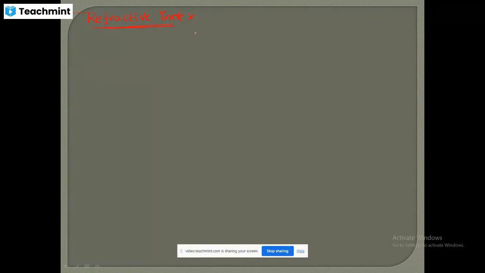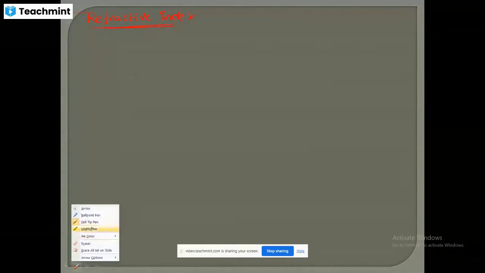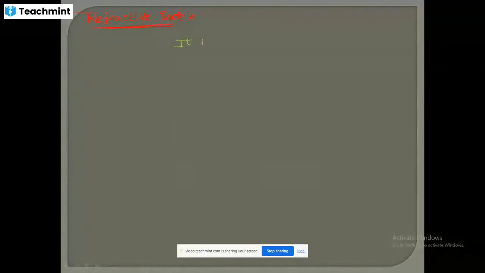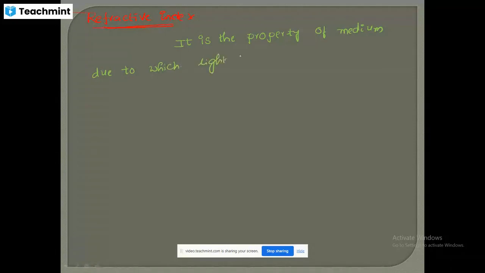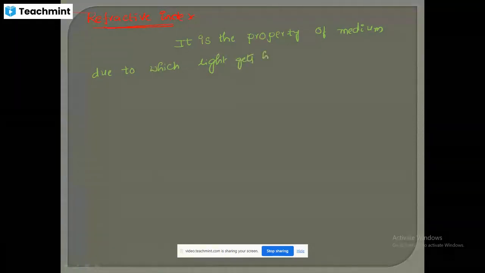I'll write the definition. It is a property of the medium due to which light gets bent. Okay, this is the refractive index.